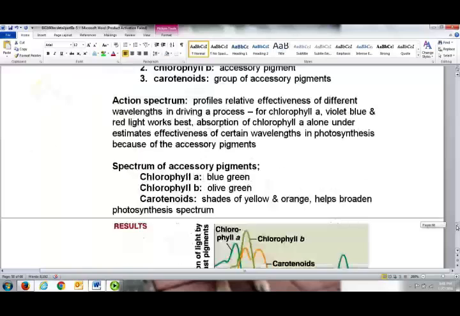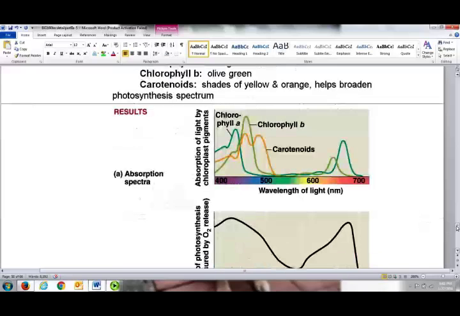So your action spectrum profiles the relative effectiveness of different wavelengths in driving a process. So for chlorophyll A, the violet, blue, and red light works the best. Absorption of chlorophyll A alone underestimates the effectiveness of certain wavelengths in photosynthesis because of the accessory pigments. So your chlorophyll A is the blue-green, chlorophyll B is the olive-green, and the carotenoids are going to be your shades of yellow and orange. They help broaden the photosynthetic spectrum. So here we can see the photosynthetic spectrum.